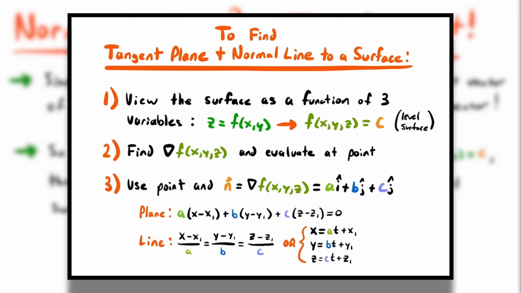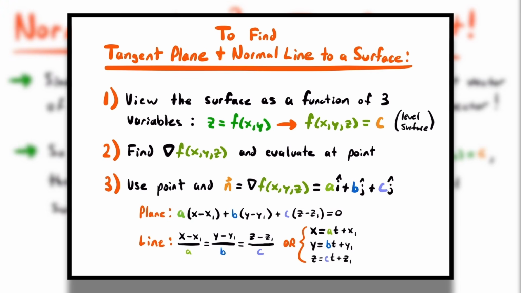That's the connection here. But then once you view your function in this way, you can find the gradient vector, del f of x, y, z, and evaluate it at the point where you want to find the tangent plane, and that resulting vector is the normal vector at that point on the level surface. And so you can use the point that you've been given, as well as that normal vector, which is just the gradient vector for f of x, y, z, which will have an x, y, and z component, which I'm representing with a, b, and c, that can then be used to form the equation of a plane.